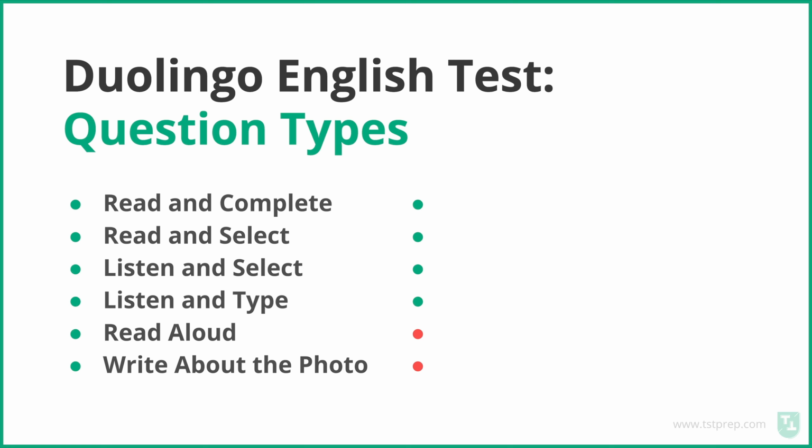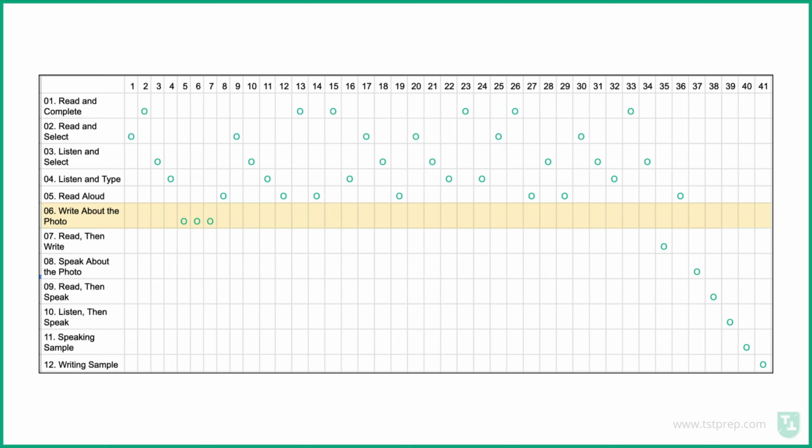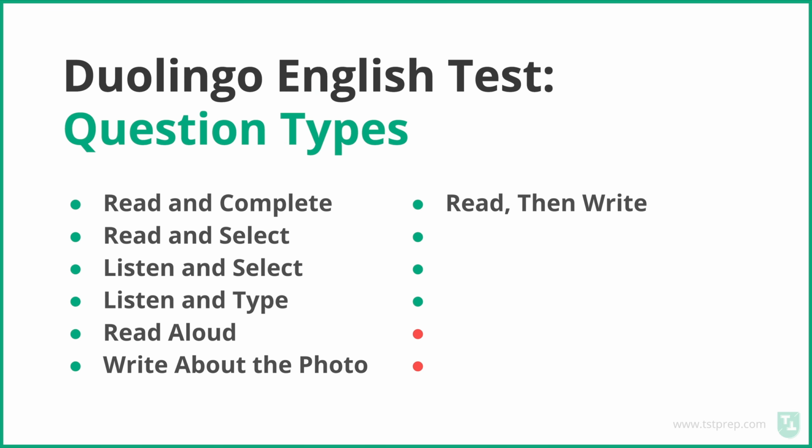The next one is write about the photo. You see a picture, and you have to write at least 1 sentence, but you probably should write more than 1 sentence. And you will see 3 of this question type. And usually it's 3 questions in a row. In this example, questions 6, 7, and 8 are write about the photo. All right, let's keep going.